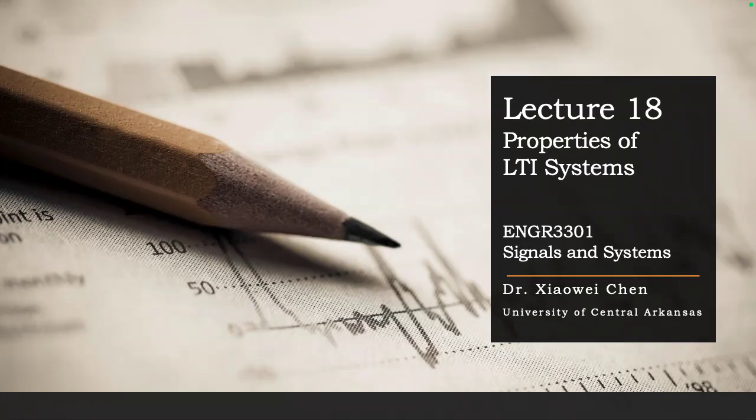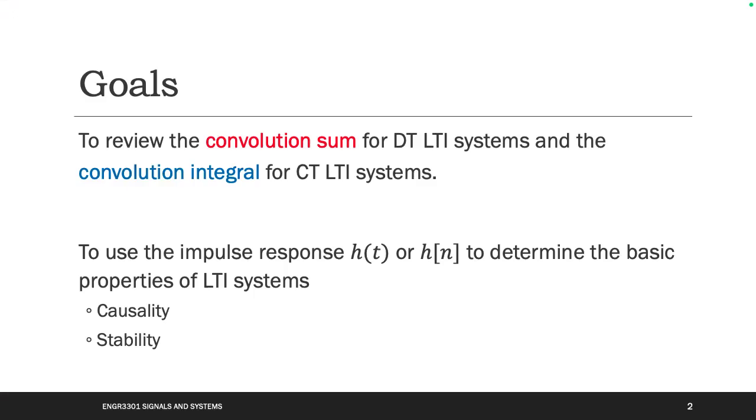Okay. And today we will talk about the properties of LTI systems. Let's review today's goal. Firstly, we will review the convolution sum for DT-LTI systems and the convolution integral for CT-LTI systems. Then we use the impulse response, h(t) or h[n], to determine the basic properties of LTI systems, causality and stability.